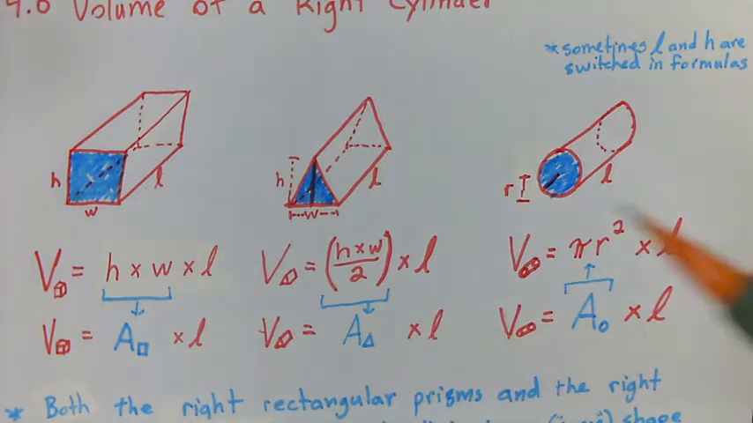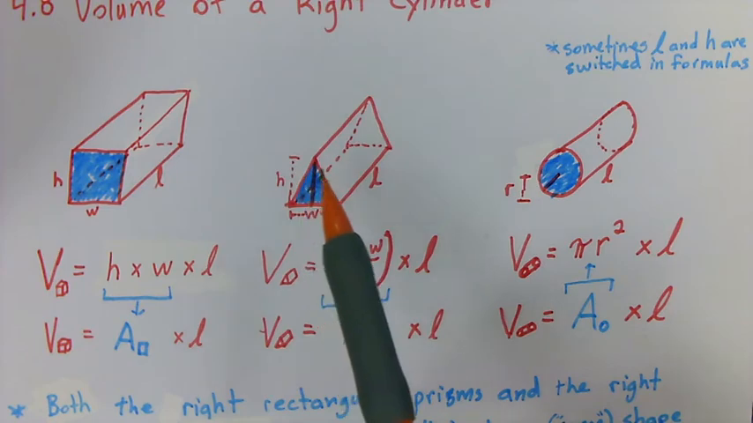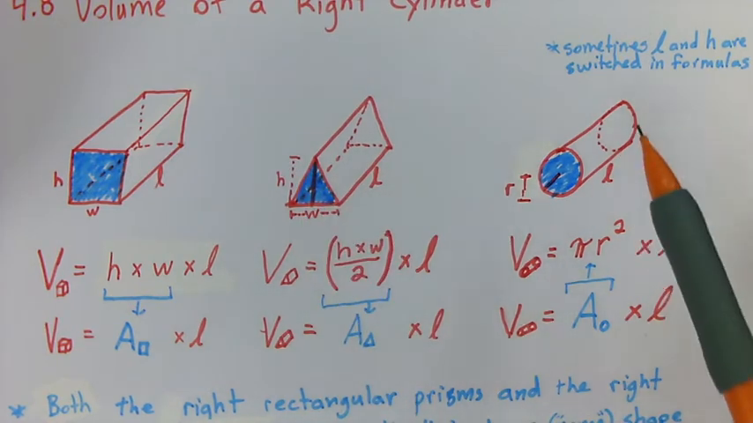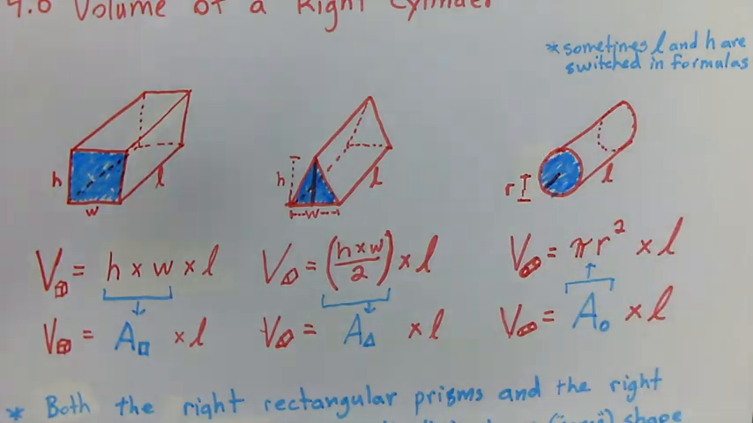And what we're doing today is we're going to take our formulas and what we know about rectangular prisms and right triangular prisms and apply it to figure out how to calculate the volume of a cylinder. And we're going to follow a little pattern to do so. So let's see if we can notice this pattern.